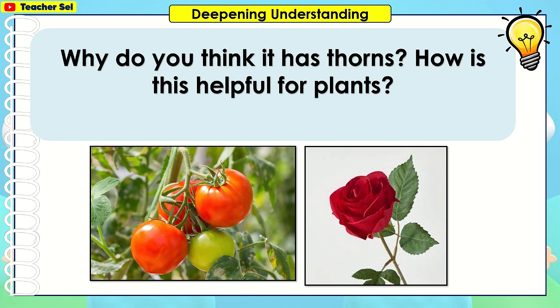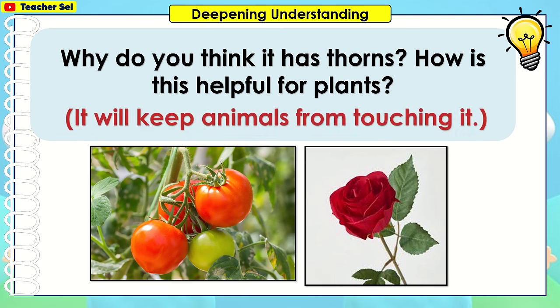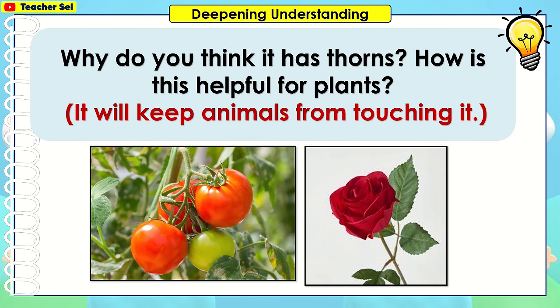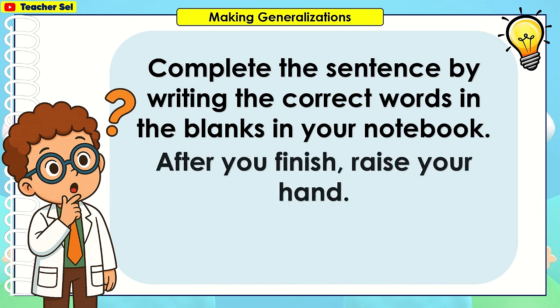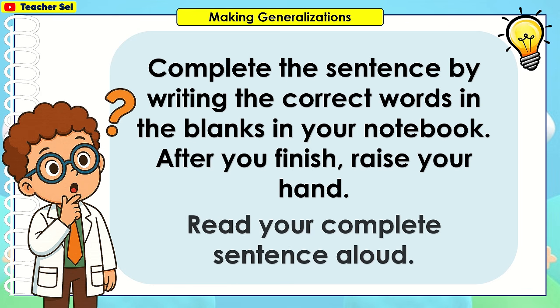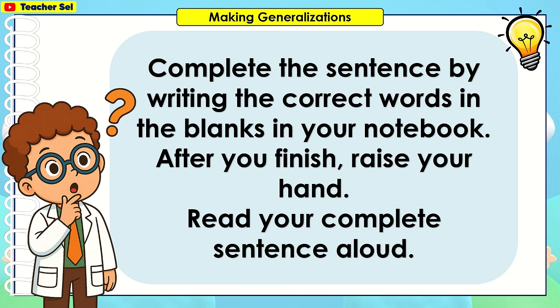Why do you think it has thorns? How is this helpful for plants? It will keep animals from touching it. Complete the sentence by writing the correct words in the blanks in your notebook. After you finish, raise your hand. Read your complete sentence aloud.